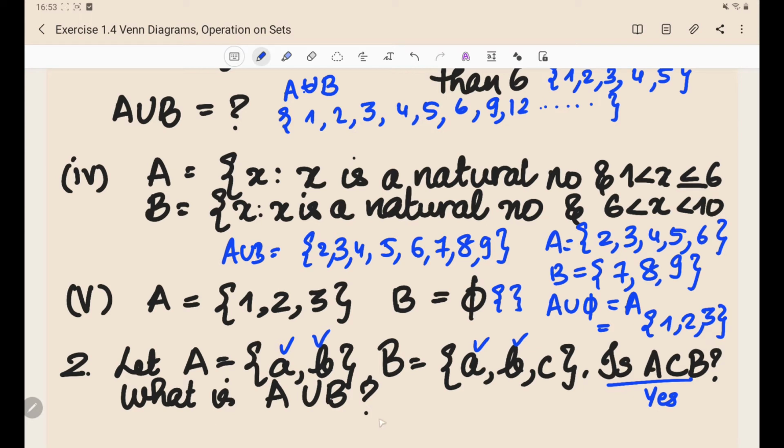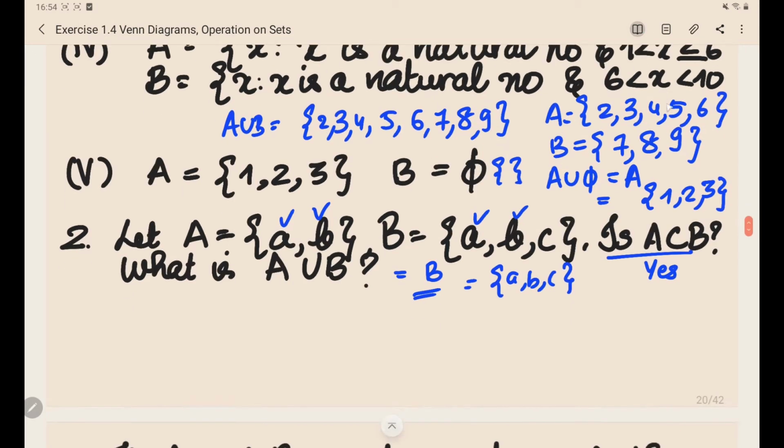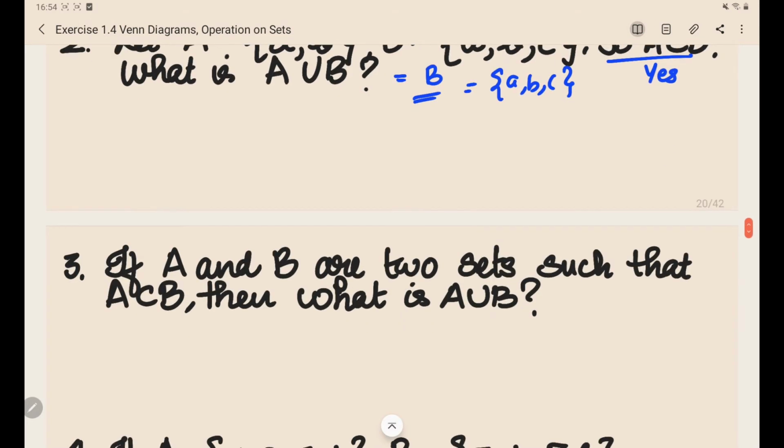What is A union B? When A is a subset of B, A union B is B itself, set B, that is {a, b, c}. So that's the answer for the second part of the question. And now let's discuss the third part.